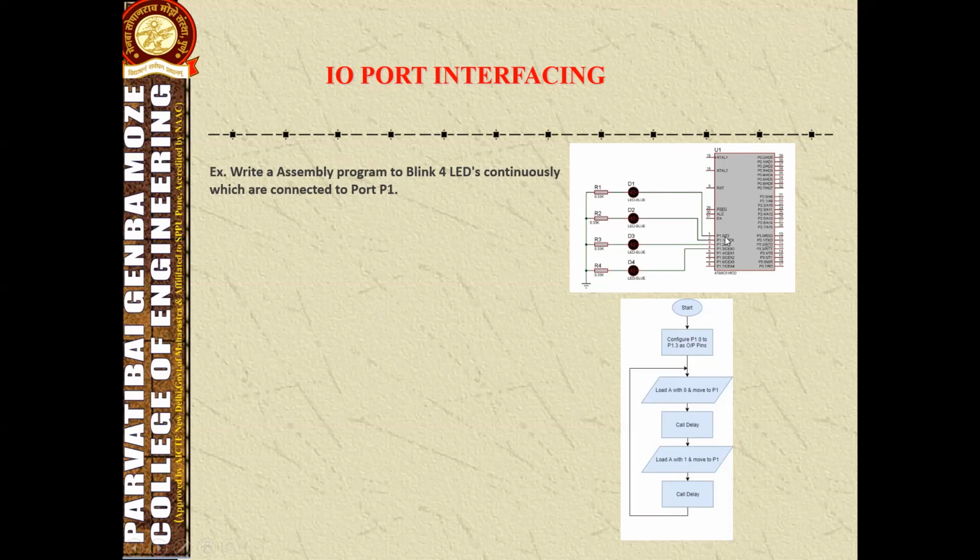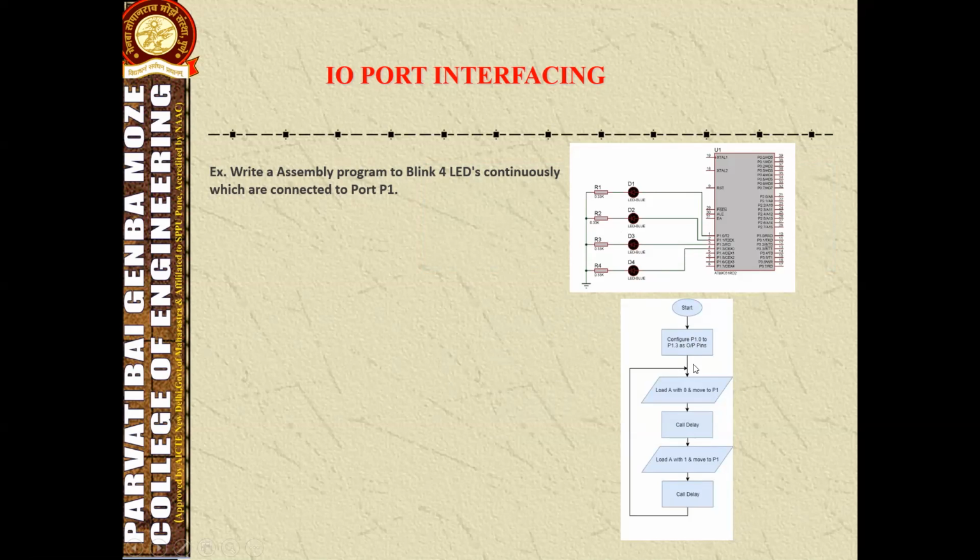After that, if 1 is passed, the LED will glow. If 0 is passed, it will not glow. So according to that we have to write a program. We have to start by thinking from a flow chart how to write the program. First, we are going to connect these 4 LEDs to port 1.